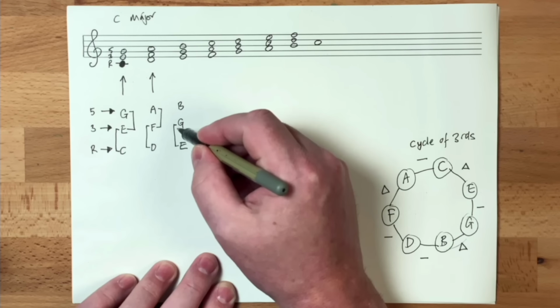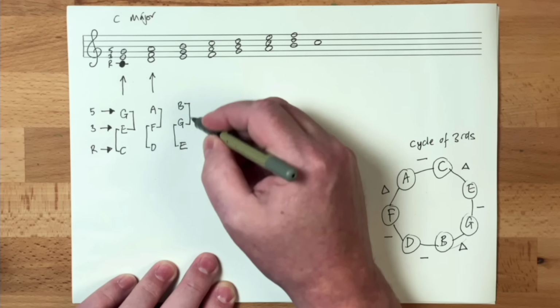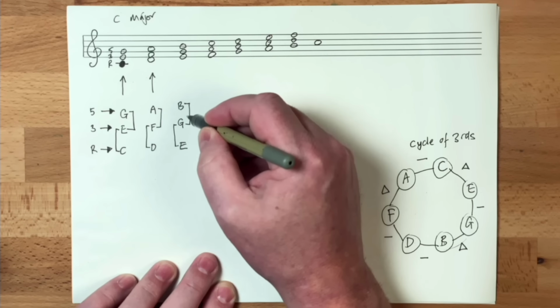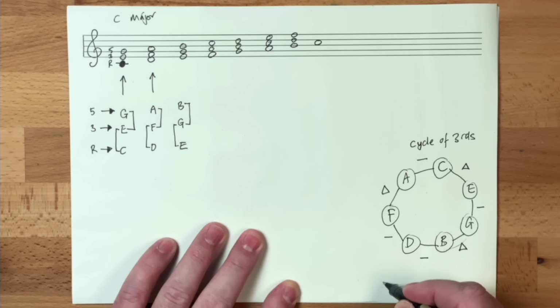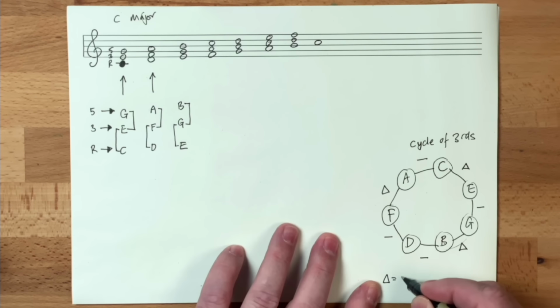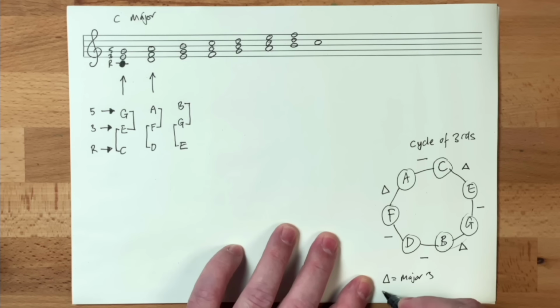I'm putting these brackets here to show you that there's some kind of interval going on between those, and I'm going to label that in a moment. And like I say, using this cycle of thirds, I'm going to use this to say that this is a major third. I'm going to use this minus sign to show that it is a minor third. Okay, so major third, minor third.